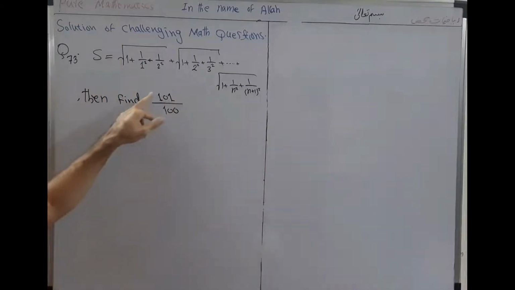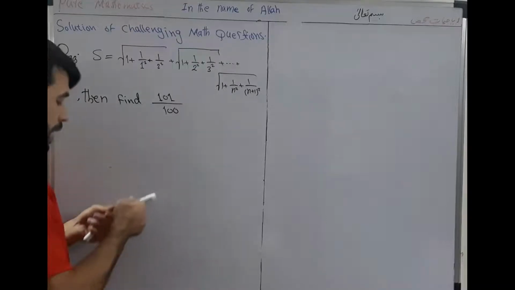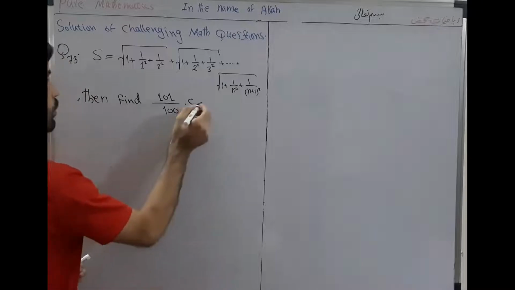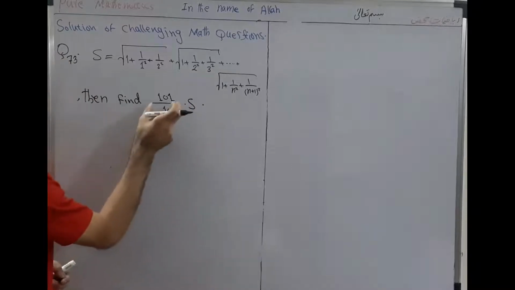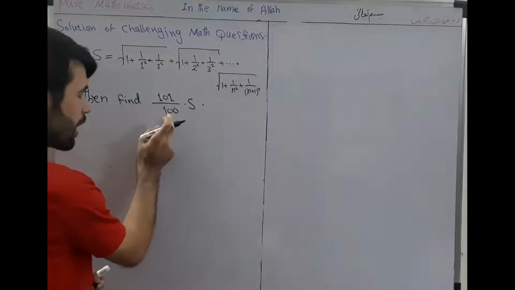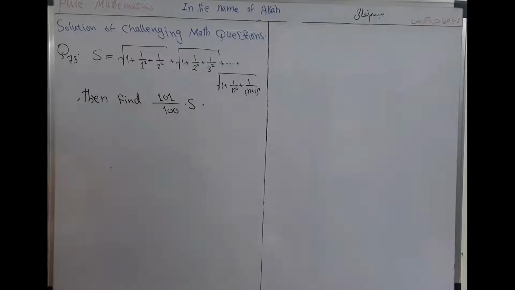Then find 101 over 100 into S. Now we want to find this value, 101 over 100 multiplied by S. We want to find the value of this expression. Solution.